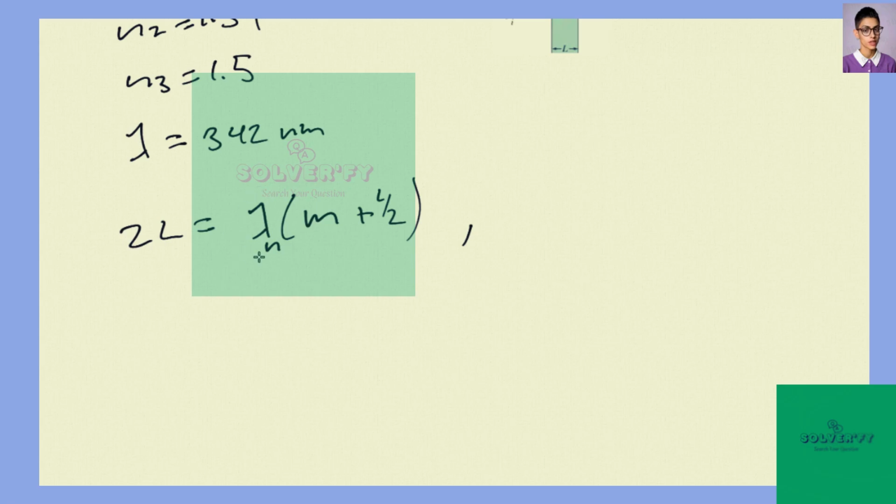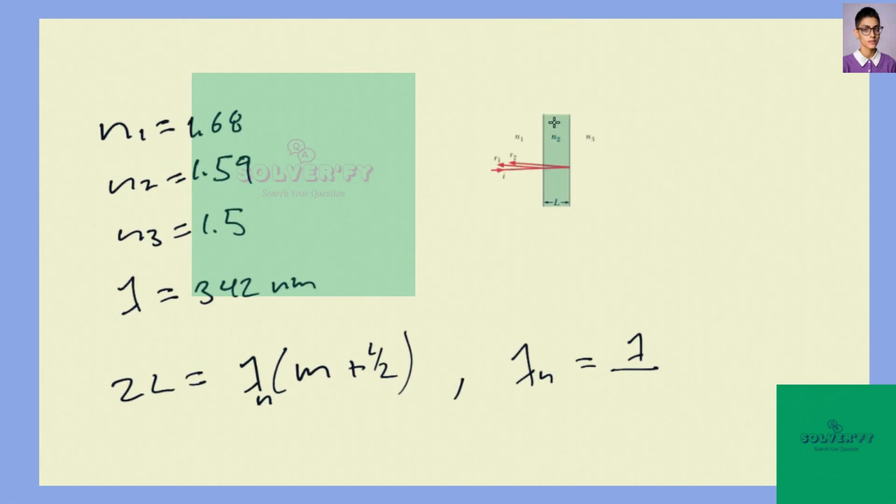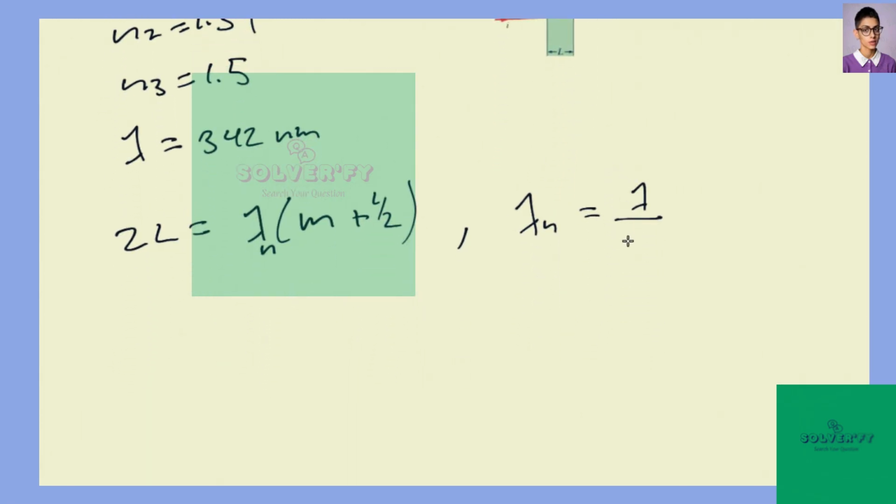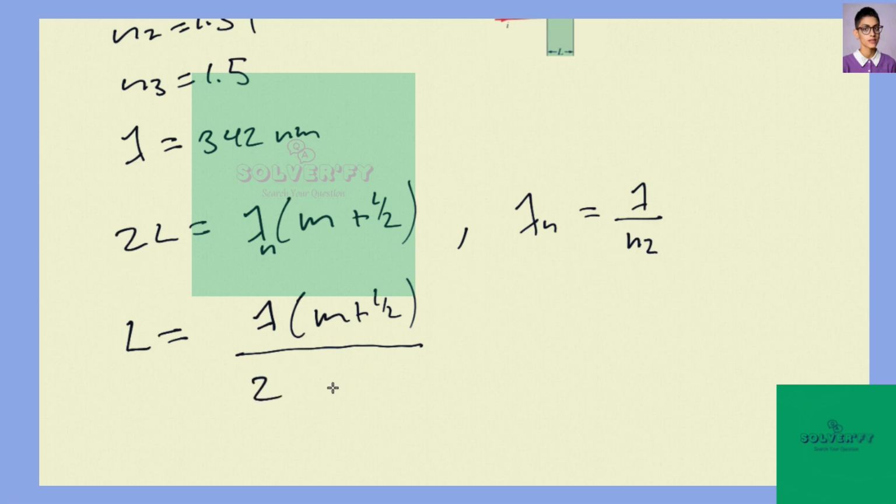We also have to know what lambda sub n is. So lambda sub n is just going to be lambda vacuum over the index of refraction, which in this case, right, it's this material in this green area here. So that's N2. So in total, we have that the distance, the thickness, has to be lambda times m plus 1/2 all over... We have a 2 from dividing from this left side of the equation here, and then times N2 on the bottom.